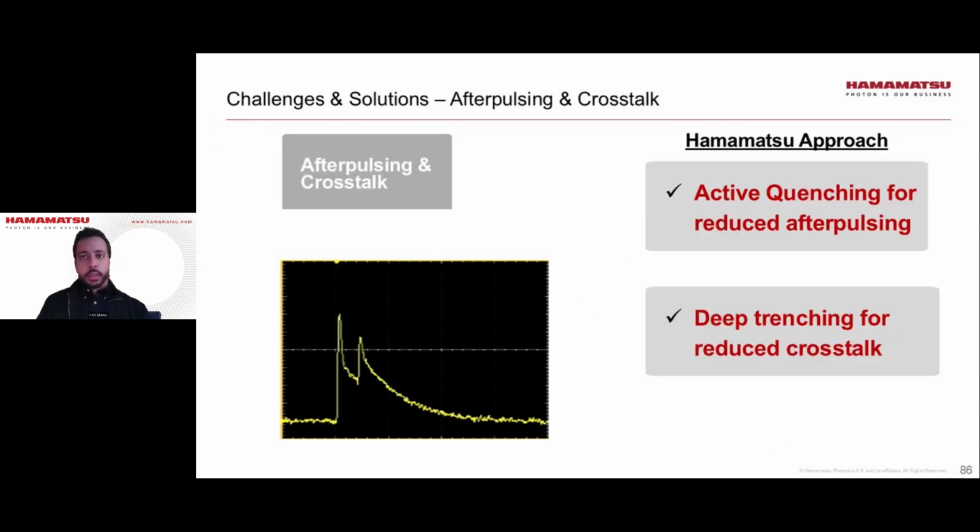But of course, it's an important trade-off as well to think about that increasing your hold-off time is essentially increasing your dead time, which will lower your maximum count rate. So again, there are always trade-offs with improving certain features in terms of how it affects some other characteristics.